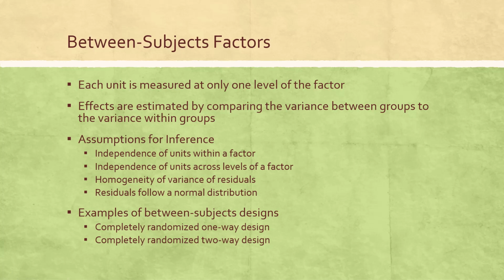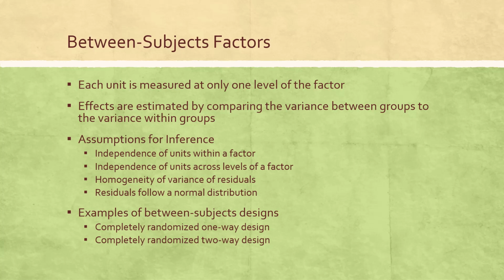Now, we can measure those effects descriptively, but ultimately we probably will want to know if we can make inferences outside of this study. And in order to do that, we're going to have some conditions for valid inference. One is that we have independence of units within a factor. Another is we have independence of units across the levels of a factor.